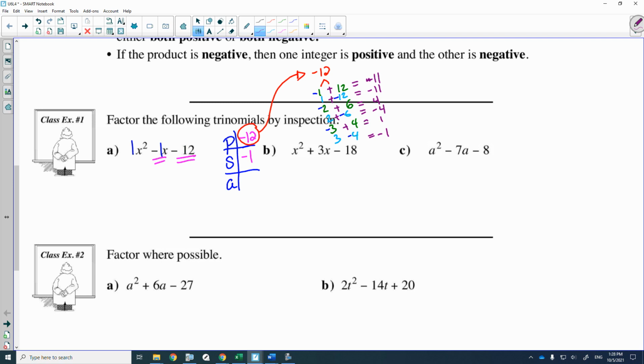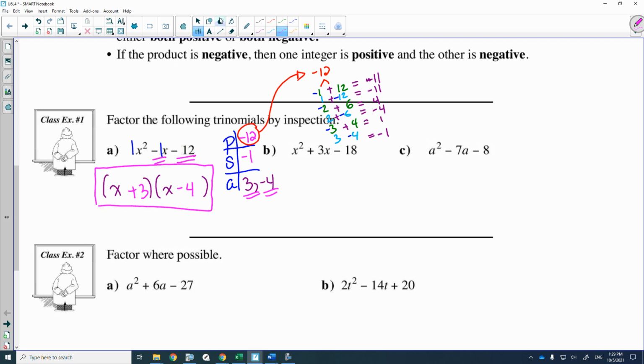And then you're able to inspect it, and you say, okay, by inspection, what's the answer? We're looking for what gives me the sum of negative 1, which would be a 3 and a negative 4. Set up your two brackets. Put an x at the beginning of each bracket. 1x gets a plus 3. 1x gets a minus 4. And you would be done.